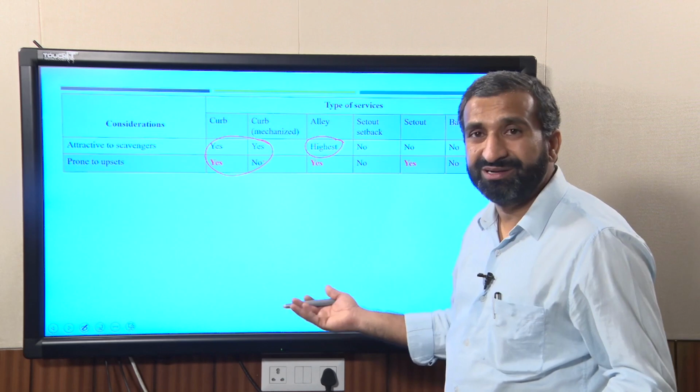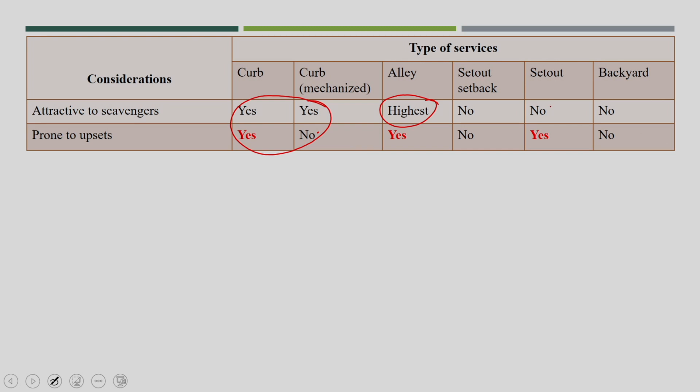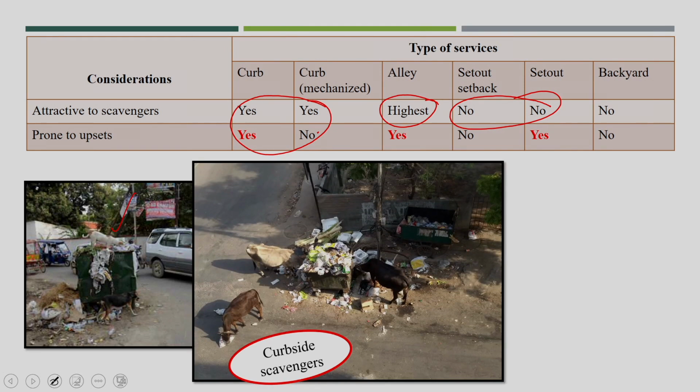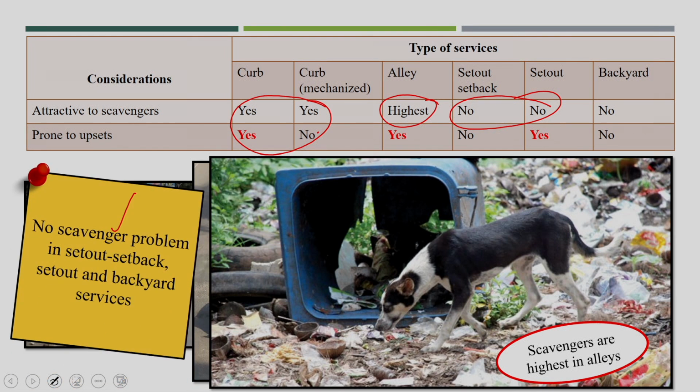So, it is possible those rag pickers are attracted to such locations, but in the set out setback service there won't be any scavenging in that kind of practice. So, here curbside scavengers, you see that, you see here scavenging. No scavenger problem in set out, setback, set out or backyard service. That is why it is good to have the house to house collection system or set out setback service.